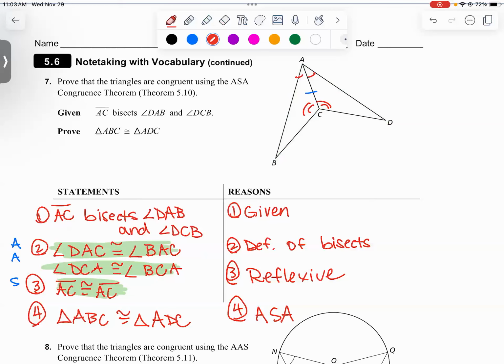I know that in our proof, we talked about the 2 angles before the side. However, if you look at our picture, the side is in between our 2 angles, so the S needs to be in between the 2 A's.